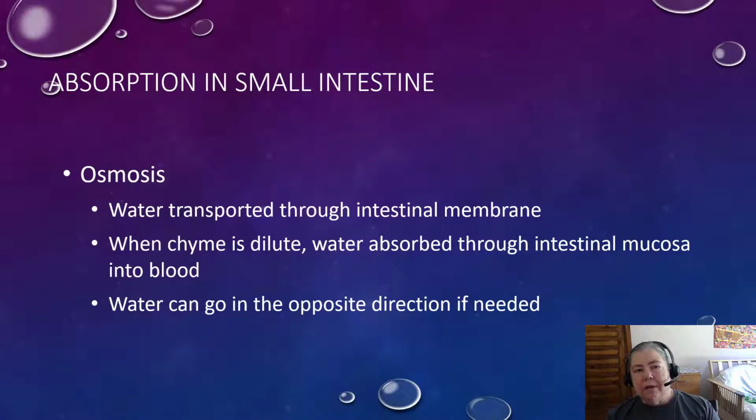We have moved out of digestion and into absorption. All of the products of digestion are absorbed, but other things are absorbed as well. So we have to absorb water, and much water is absorbed by osmosis, and water can go in either direction depending upon the osmolality of the chyme. So if chyme is dilute, then water is absorbed into the intestinal membrane, into blood. When chyme is concentrated, water moves out through the intestinal mucosa into the chyme.